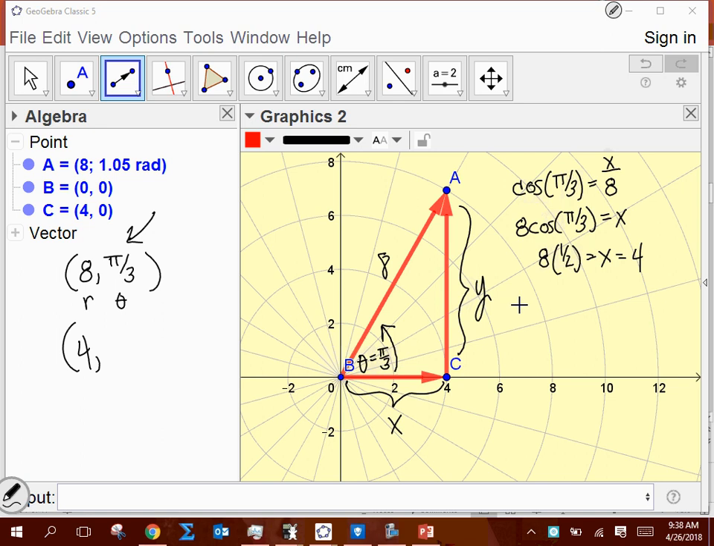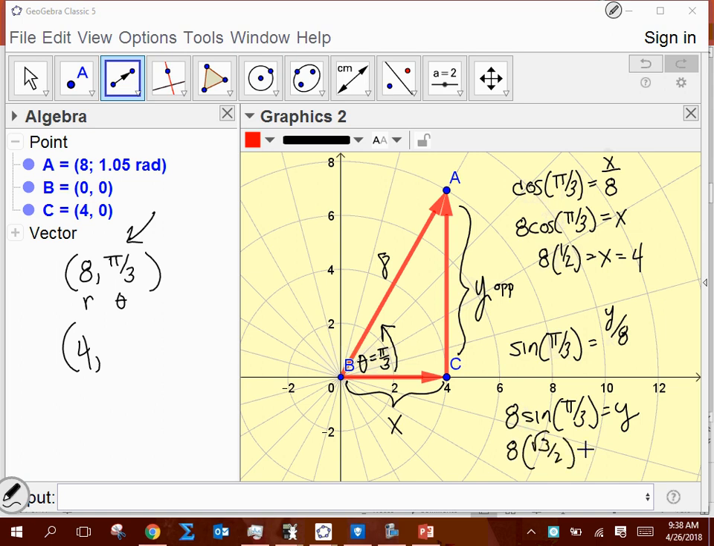Now when I go and want to find Y, isn't Y opposite pi over 3? So which trig ratio would you use to find Y? Sine. So I go sine pi over 3 is equal to Y over 8. So 8 sine of pi over 3. What's the sine of pi over 3? Radical 3 over 2. So does that give me, what, 4 radical 3 as my Y value?